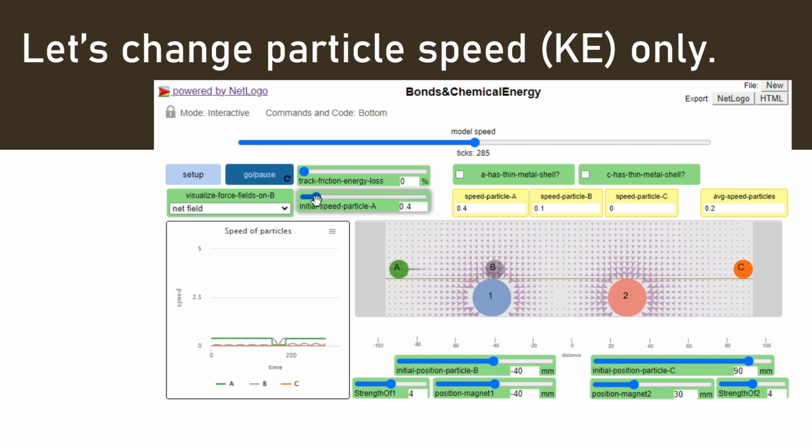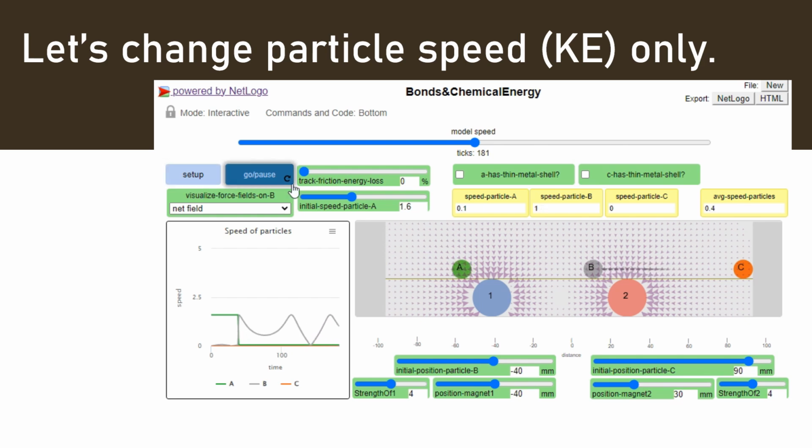Let's try and change the speed to 0.8. Click setup and then go. You can see particle A is moving in a little bit faster. It collides with B. But again, what do you notice? Let's change it to 1.2, click setup, and particle A is moving a little faster, collides with B. Let's try 1.6, click setup. Here we go, particle A moving faster. Aha, I'm finally able to break that bond, right?